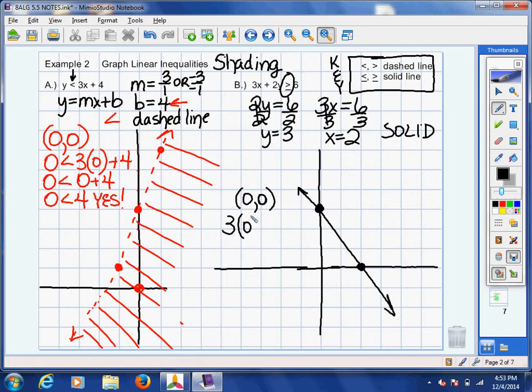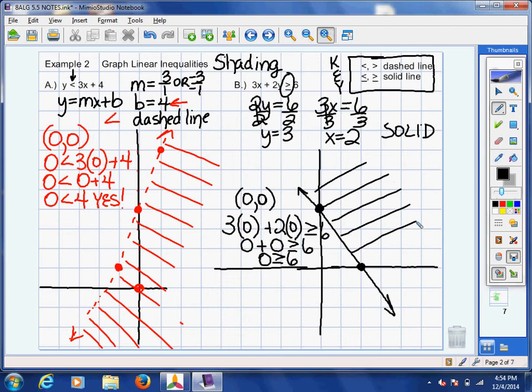Because look what happens. I plug in 0 for x. I plug in 0 for y. And I have to see if that's greater than or equal to 6. So 3 times 0 is 0. 2 times 0 is 0. Is 0 bigger than or equal to 6? Well, no. 0 is not bigger than or equal to 6. So I'm not going to shade the left side of the line. I'm going to shade the right side. All these points over here are the points I can plug in, and they will always work. They will make the inequality true.